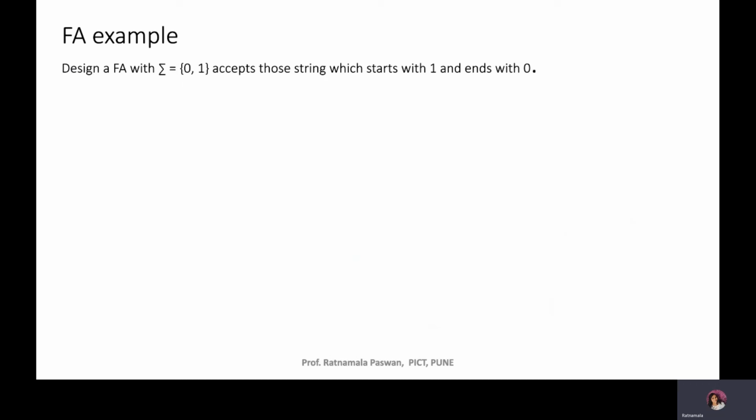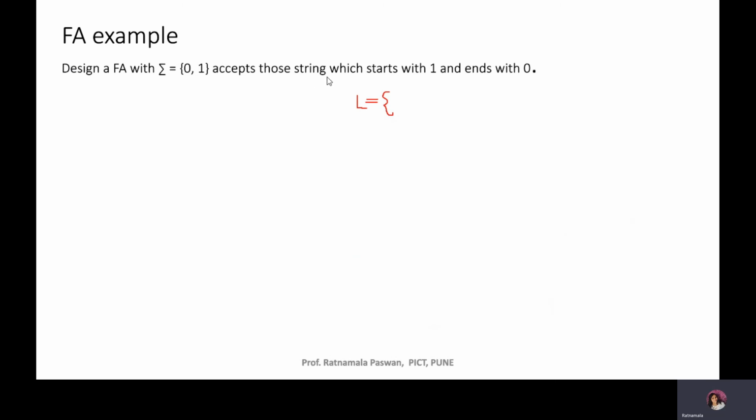Initially we don't know how many states are required, how many final states there are. By practice you will understand how many states and how many final states there are. So first we understand the language of this finite automata. This will help to design a transition graph. So just read the problem statement carefully.